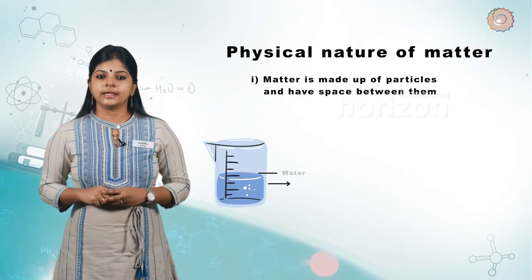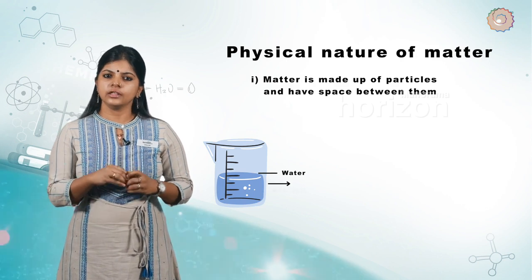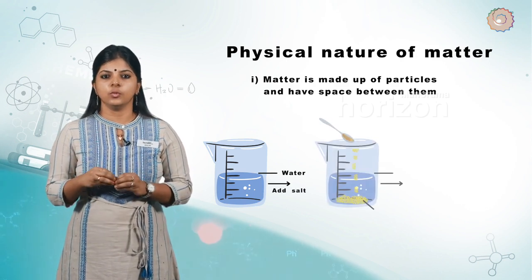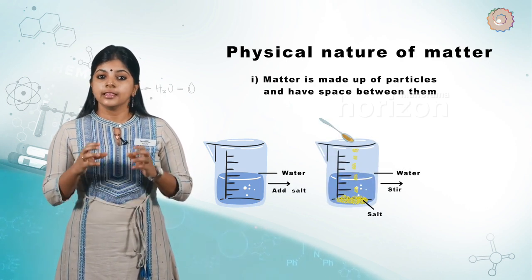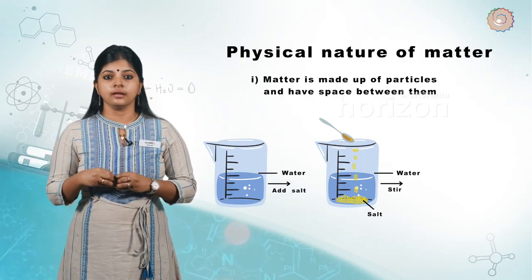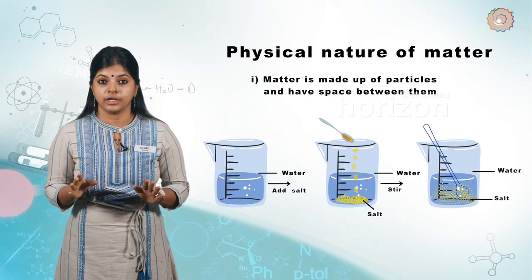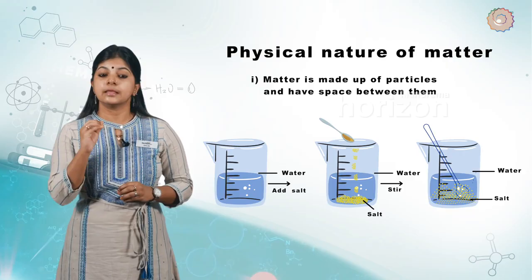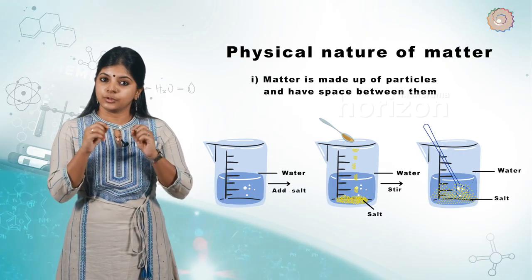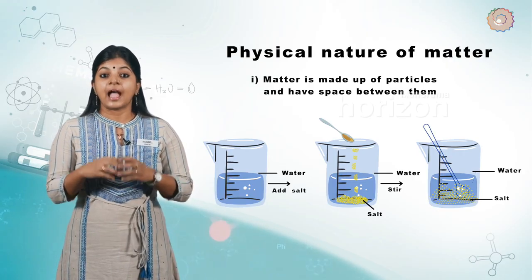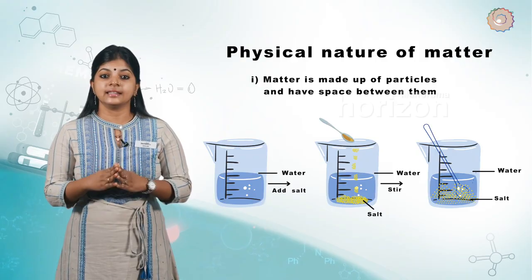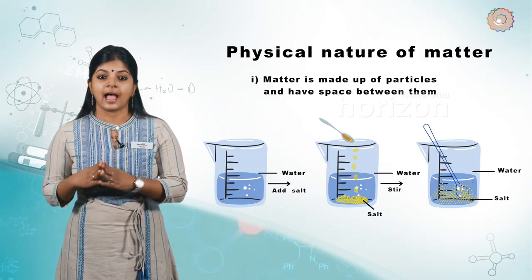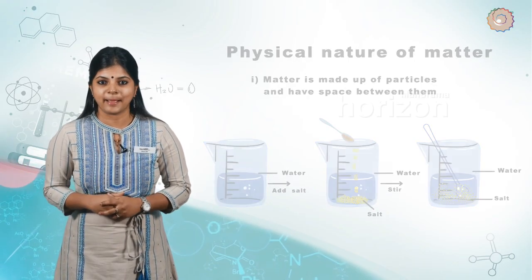Take some water in a beaker and note its level. Dissolve some salt or sugar in it with the help of a glass rod. The salt dissolves in the water, but the level of water does not change. This is because the particles of the salt get into the space of the particles of water, and this shows that matter is made up of particles and that they have space between them.